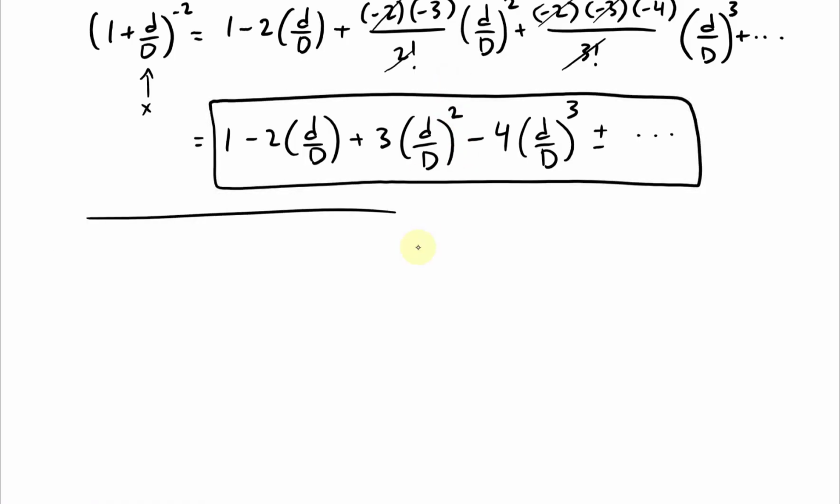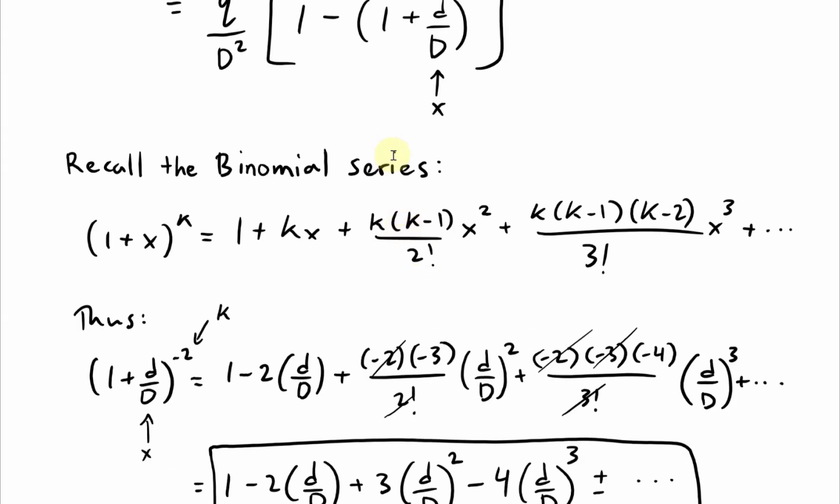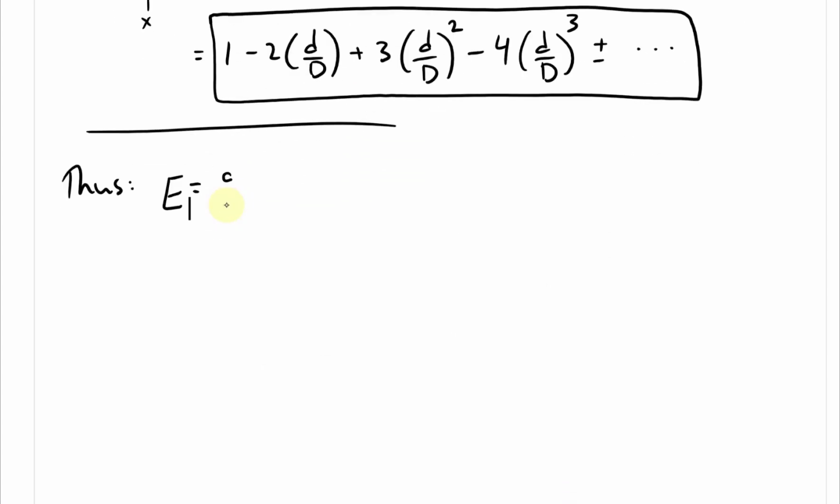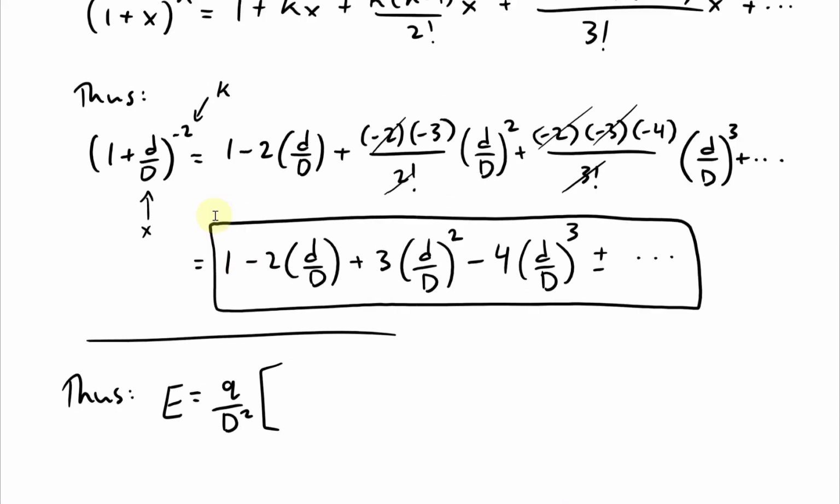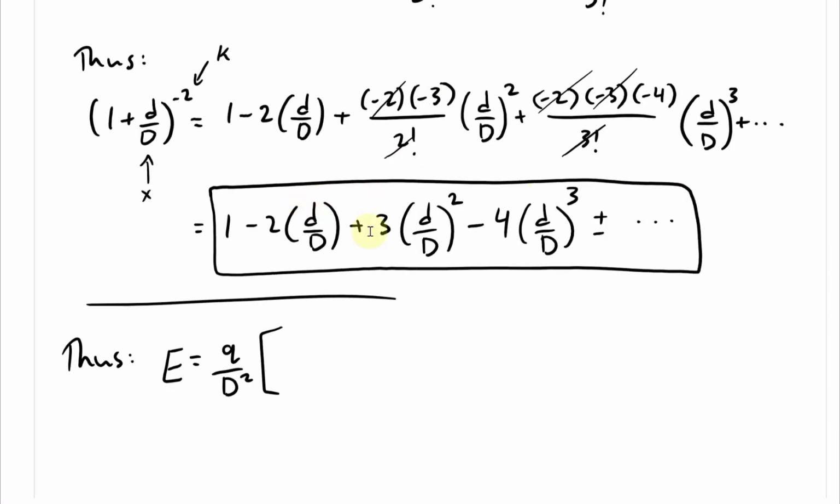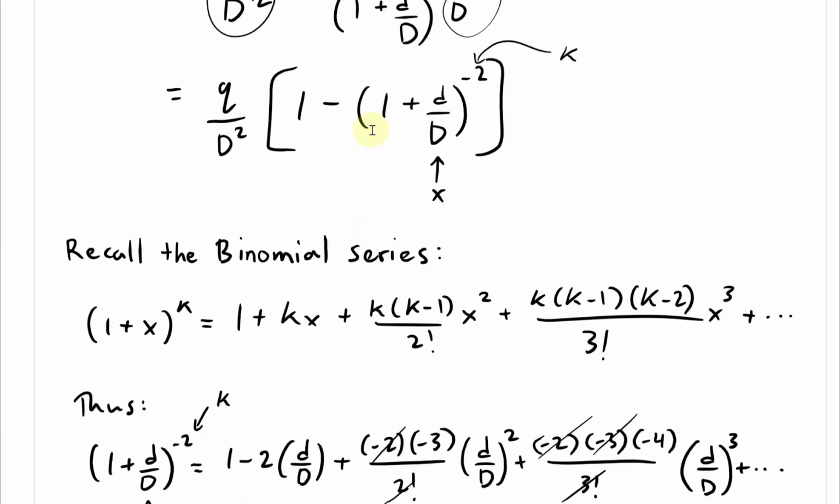Alright, so let's put this one like that. So thus we have E equals, and let's put it all together, E equals Q over D squared, and then multiply by 1 minus this whole thing. So we replace this entire thing with this polynomial. So 1 minus, and then we have this over there.